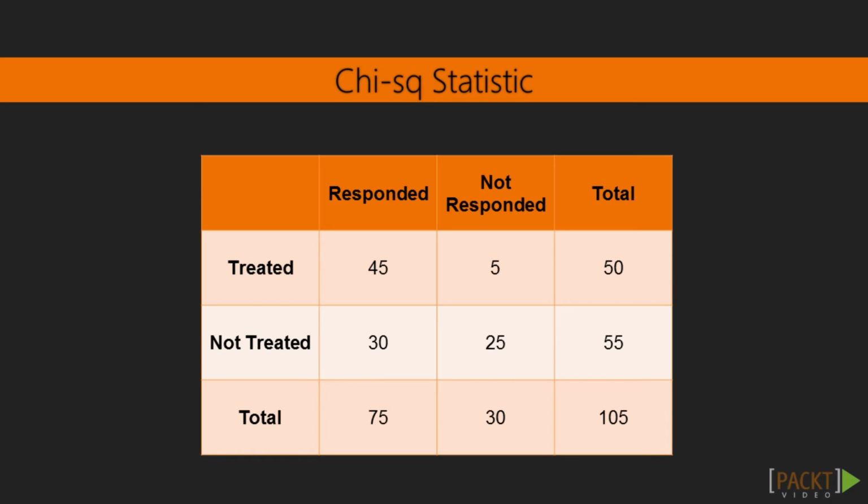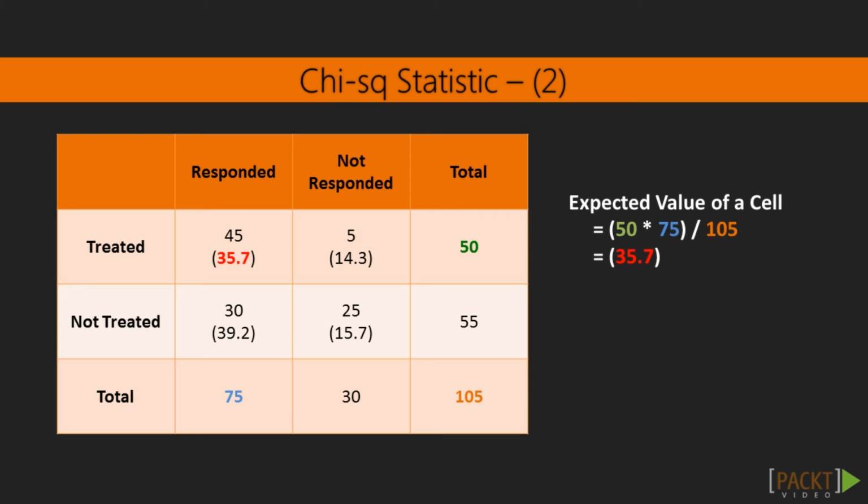For the sake of understanding, let's see how the chi-squared statistic is computed for the 2x2 case. To begin with, we will assume that the two variables are not related to each other. In that case, what would the expected value of each cell be? For example, the first cell will take the value 50 times 75 divided by 100, which equals 35.7. All the expected values are computed this way.